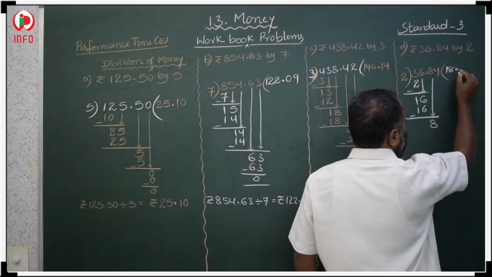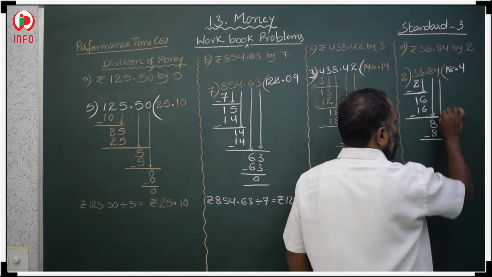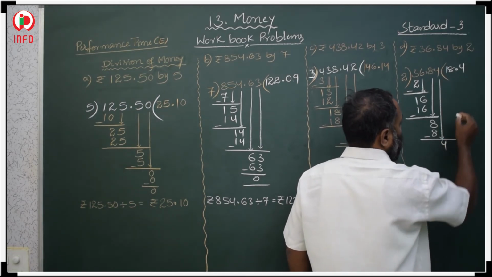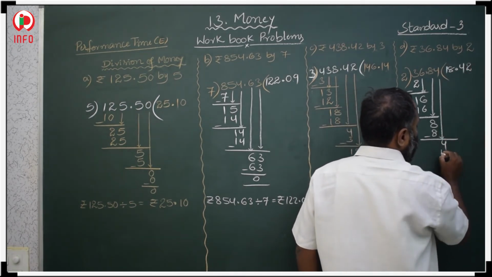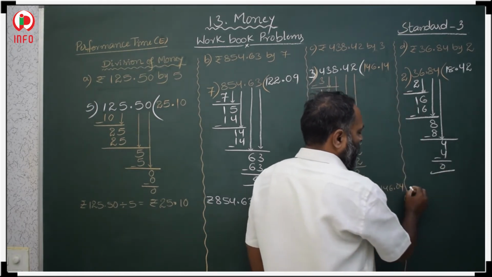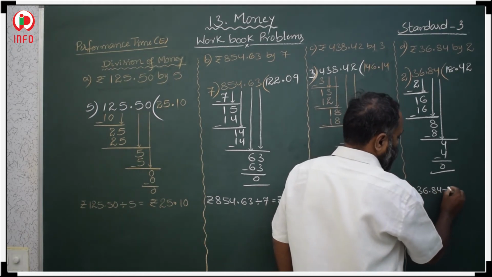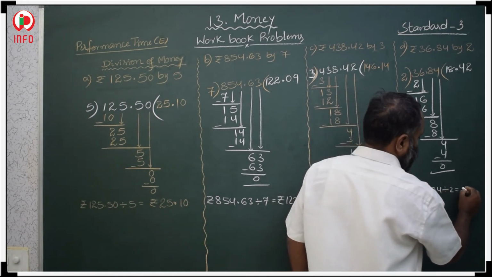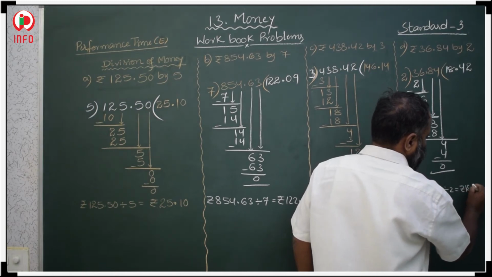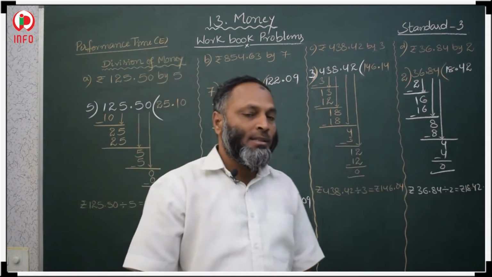Here keep the decimal. 2 4s are 8. 8 minus 8 is 0. No need to write. Then copy 4. 2 2s are 4. 4 minus 4 is 0. It means if we divide 36 rupees 84 paise by 2, the answer is 18 rupees 42 paise. Okay.